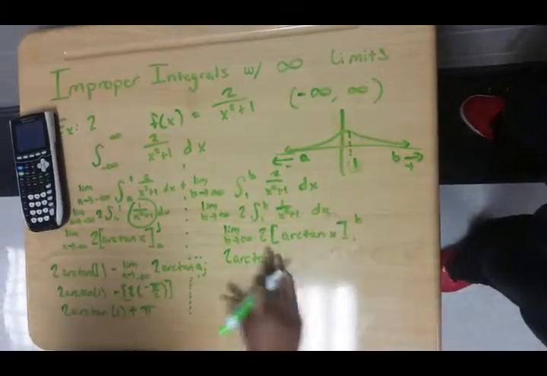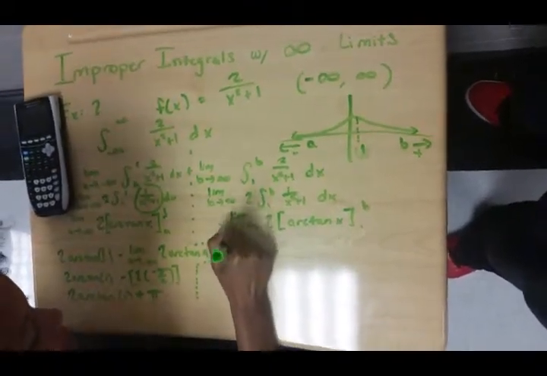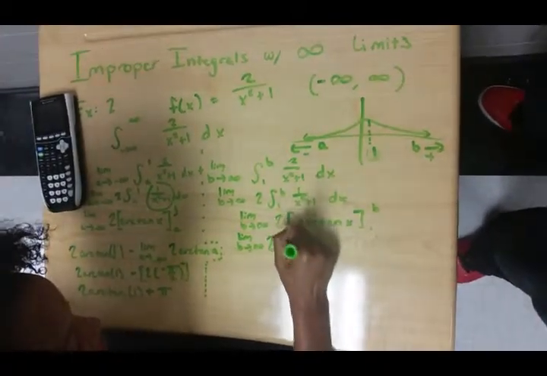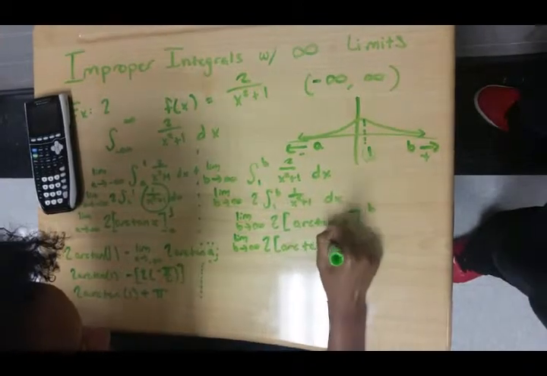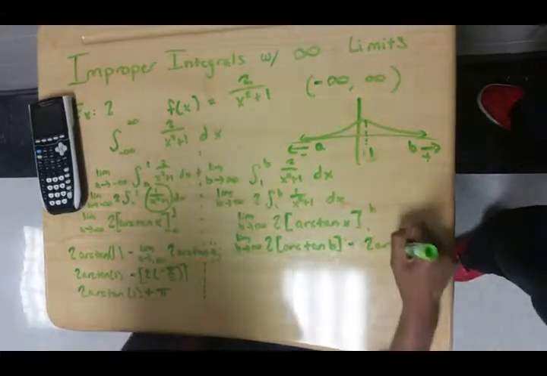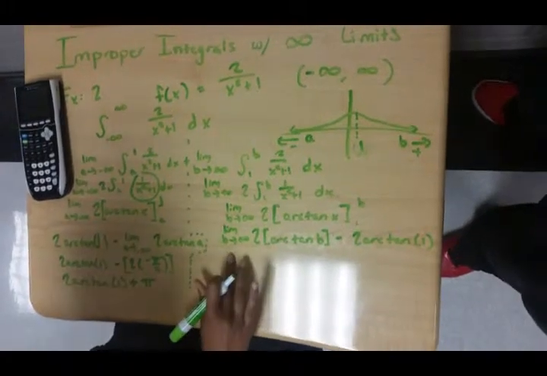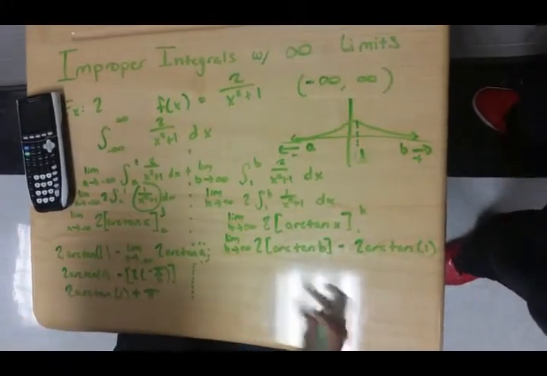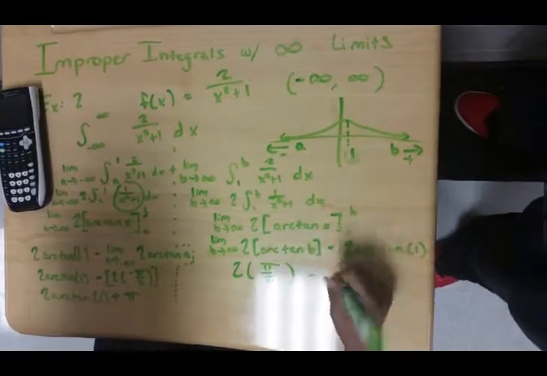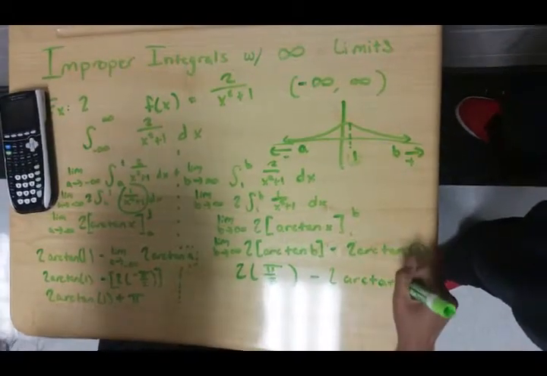Okay, I messed this up. I'm just going to do this step over again. It should be the limit as b goes to infinity of 2 times the arctan of b minus 2 times the arctan of 1. Okay, and the limit as b goes to infinity of arctan is pi over 2, so that will be 2 times pi over 2 minus 2 times the arctan of 1.